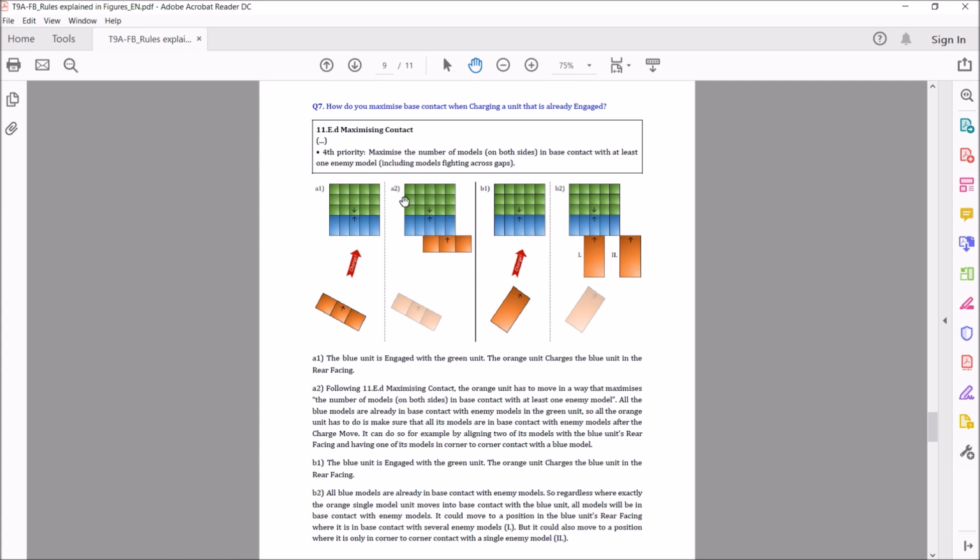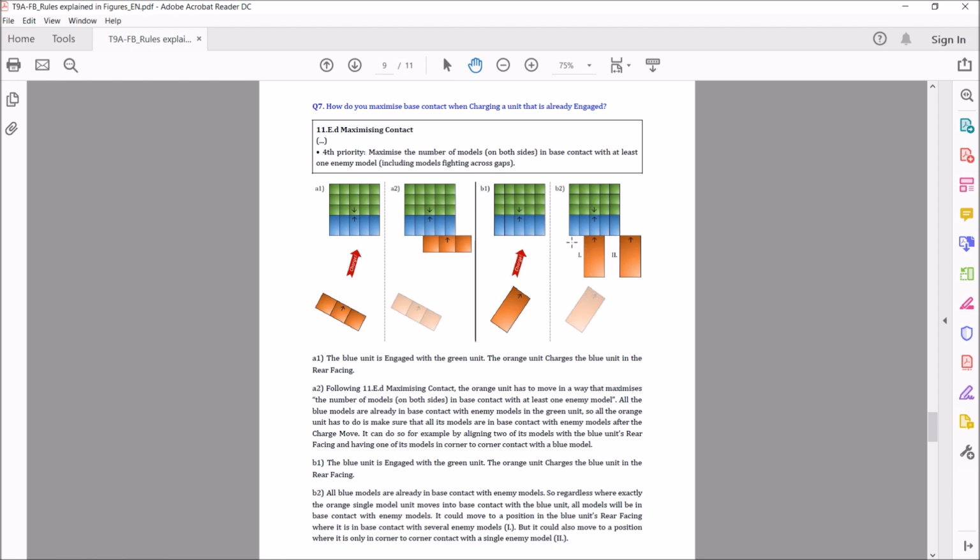Which, as you can see in diagram A2, allows this orange unit to not contact all 5 of the blue, because the green has already contacted everybody. Exactly. So he only has to maximize his own models. And then, of course, back here in B1, where the orange unit is charging now, it has many different options. It can basically line up anywhere as long as it touches something. Correct. Because it's a single base unit, so it has to touch one guy because everyone else is in contact.